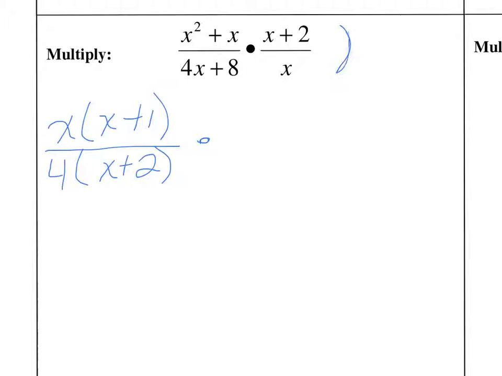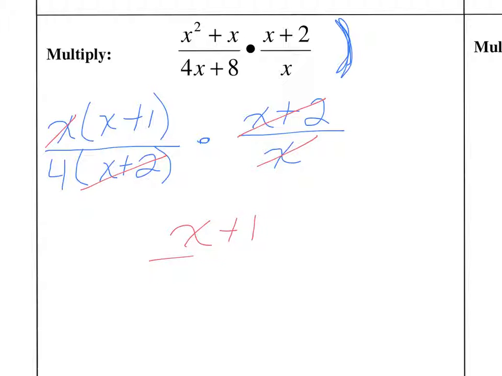Times, all right, this fraction, there is no factoring. There's no GCF. So we're ready to reduce. This x plus 2 reduces with this x plus 2. This x reduces with this x. We're left with x plus 1 in the numerator over 4 in the denominator.